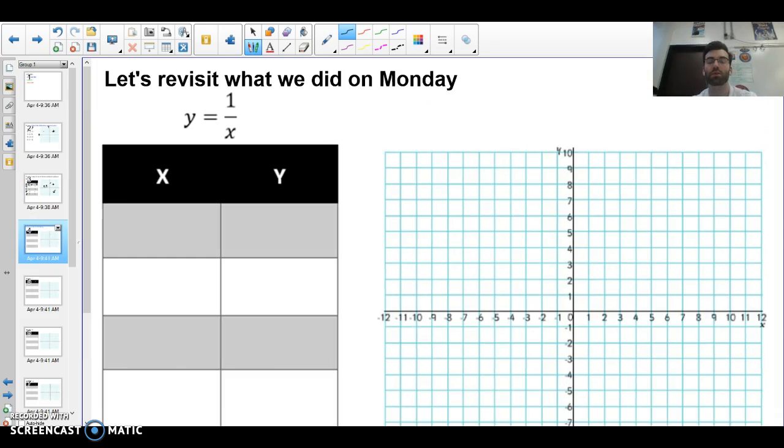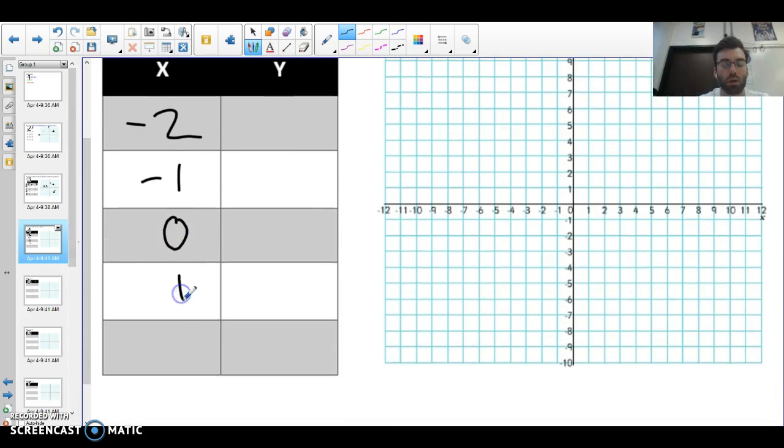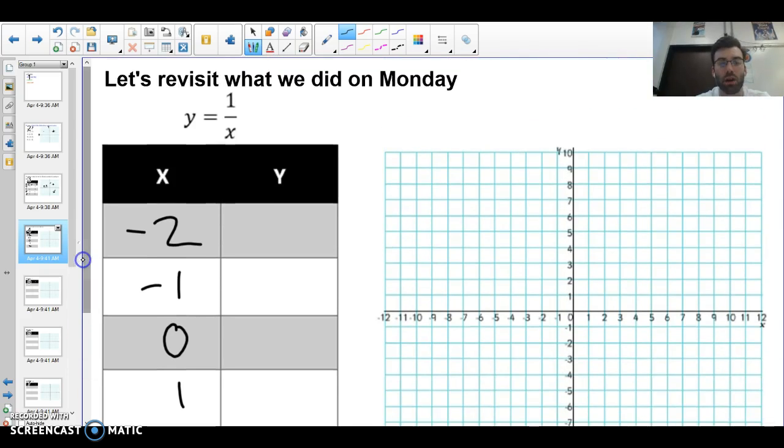Next, here we go. This is our review from Monday now. We have this fractional function, y equals 1 over x. Remember, we plugged in these numbers: negative 2, negative 1, 0, 1, and 2. We take those numbers and substitute them in for our x.